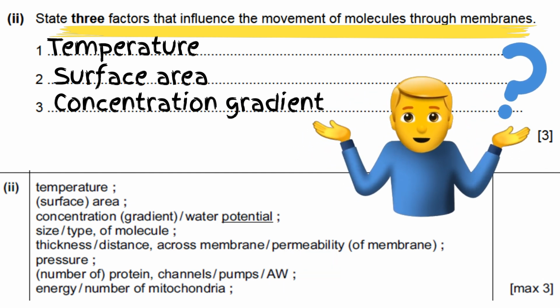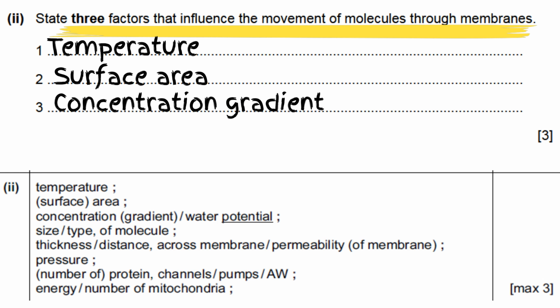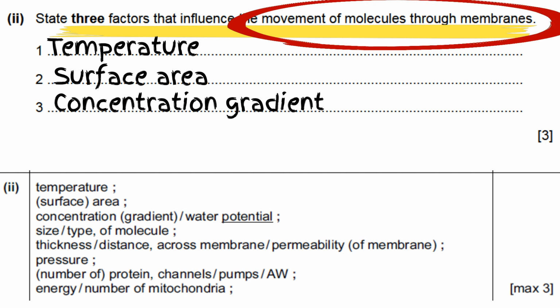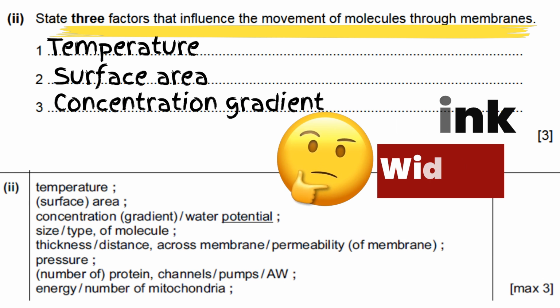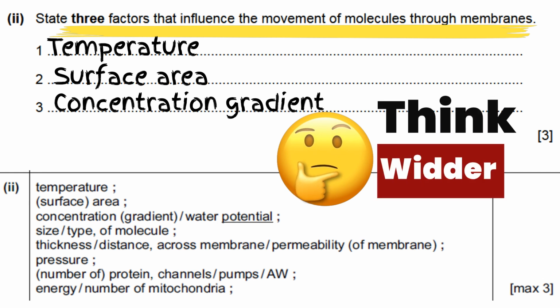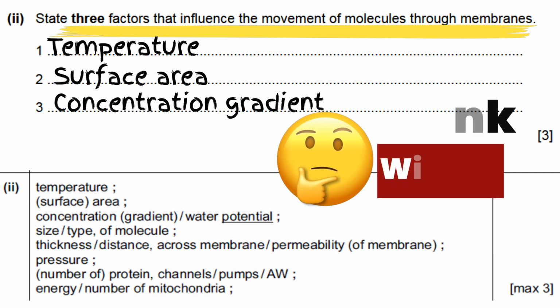Yes, the experiment was about diffusion, but the second part of the question isn't restricted to diffusion. He asked you, what factors influence the movement of molecules through membranes? Not what affects diffusion, but movement through membranes, in general. So you have to think wider. You're not just talking about diffusion now. You're talking about diffusion, osmosis, and active transport.